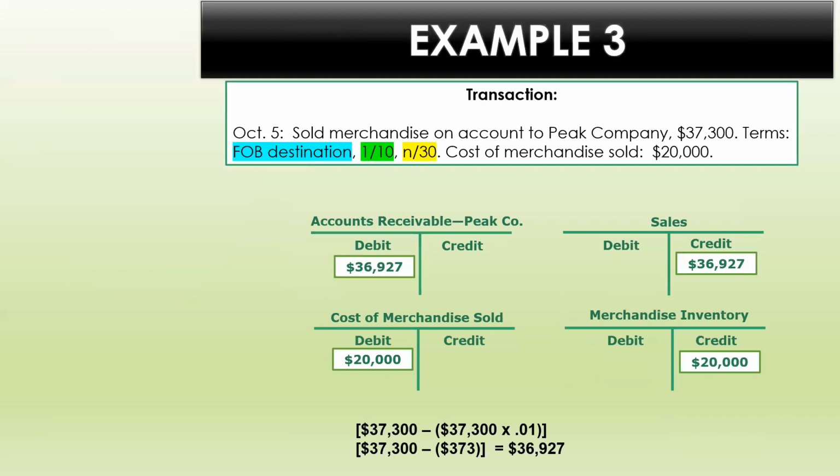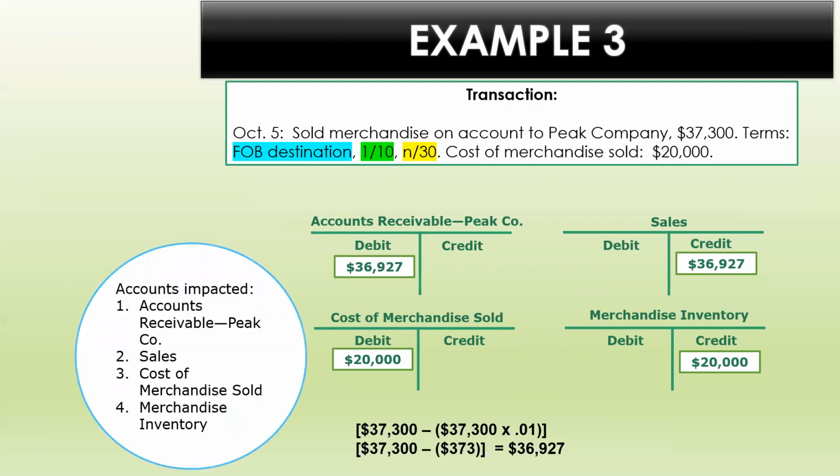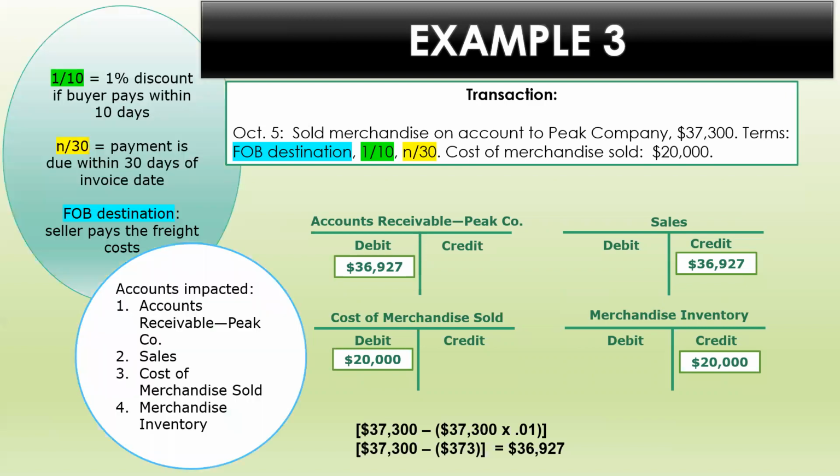Let's look at example 3, transaction, October 5. Sold merchandise on account to Peak Company in the amount of $37,300. The terms are freight on board destination, 1/10, net 30. Cost of merchandise sold is $20,000.